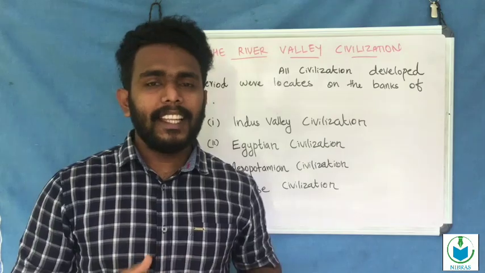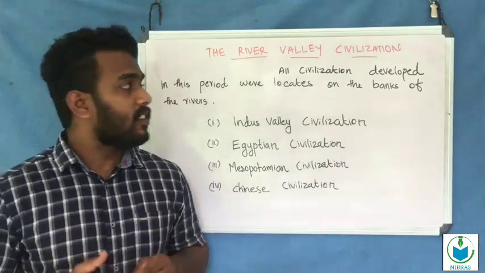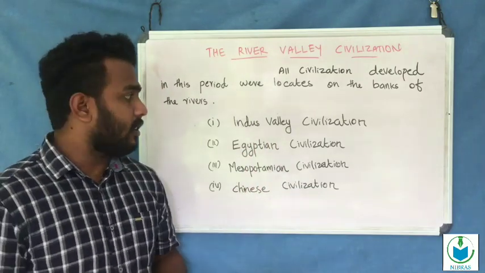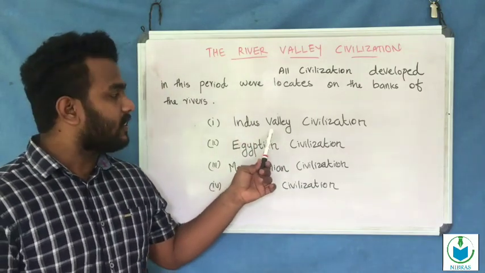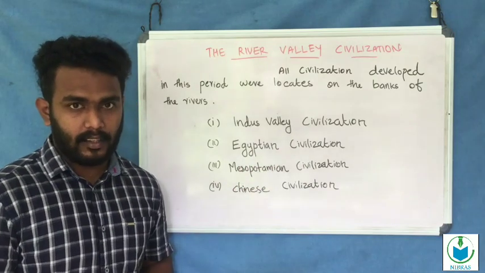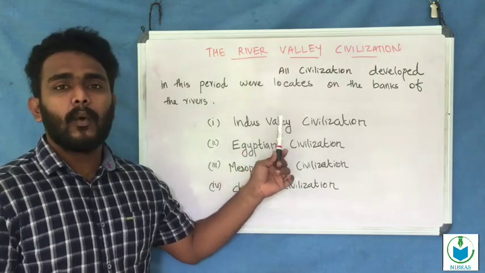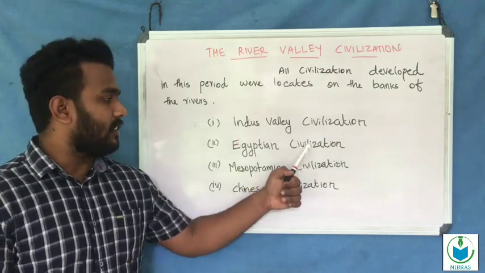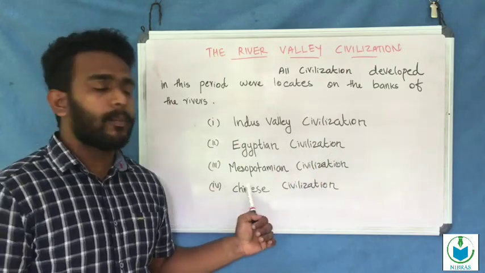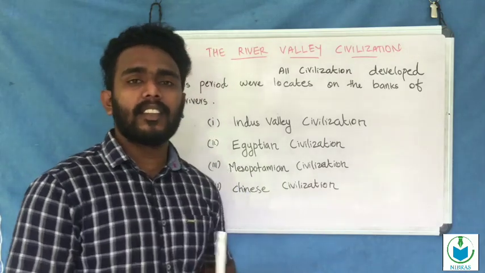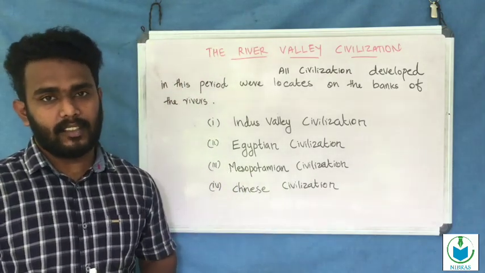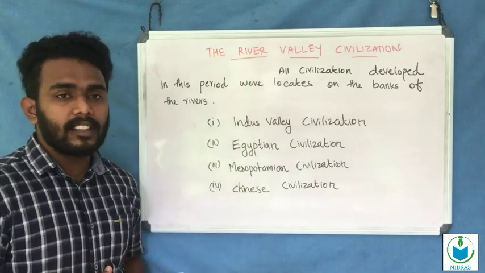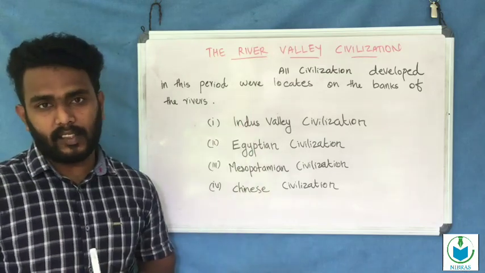In this chapter, we study four River Valley Civilizations. The first one, Indus Valley Civilization. The second one, Egyptian Civilization. The third one, Mesopotamian Civilization. And the last one, Chinese Civilization. In this chapter, we are discussing these four civilizations.